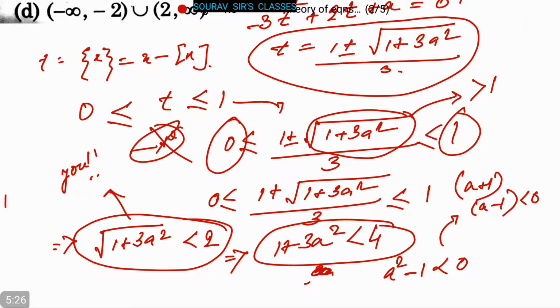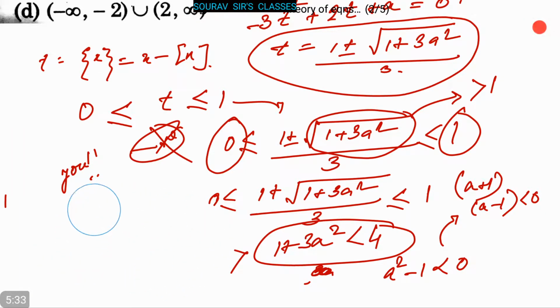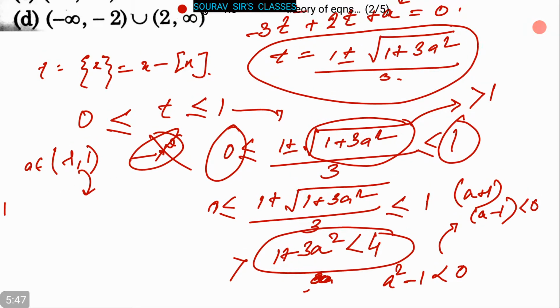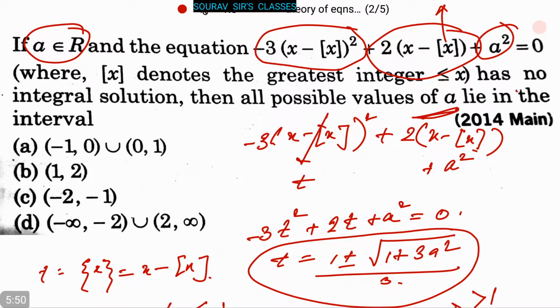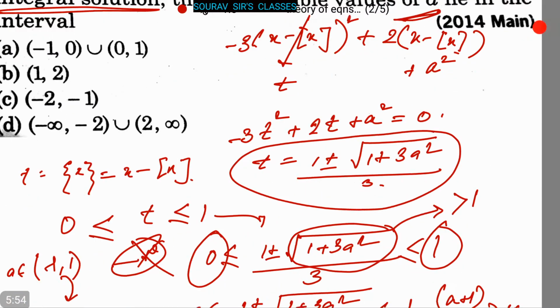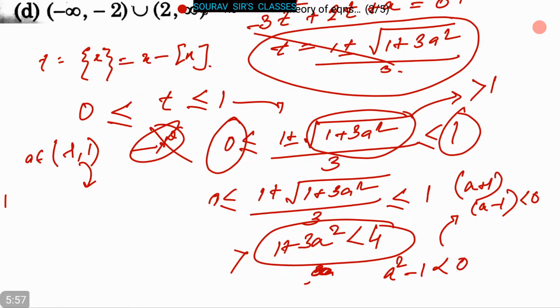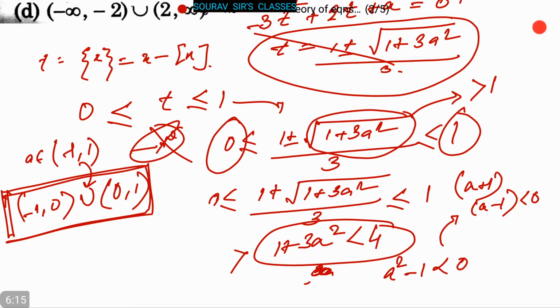Now for a belonging to minus 1 comma 1, for no integer solution, since this has no integral solution, we consider a in the interval minus 1 comma 0 union 0 comma 1, and that's your final interval, which is your answer.